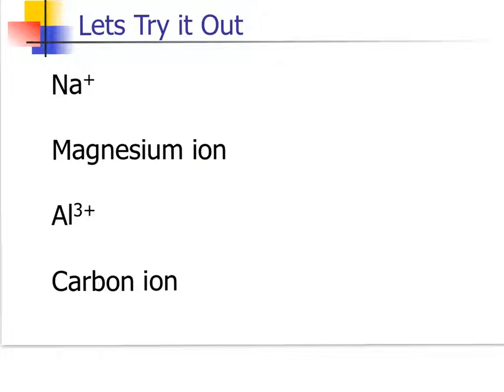So let's try some out. Na is the symbol for, well, sodium.